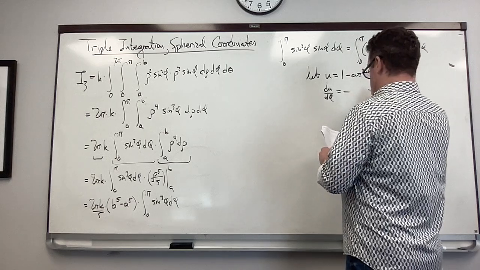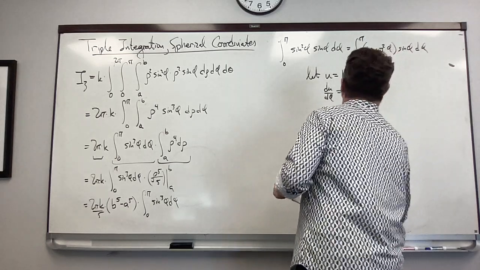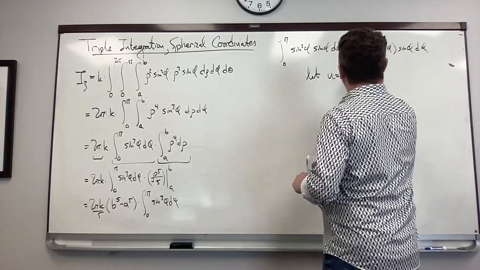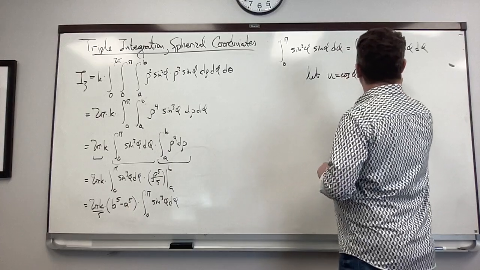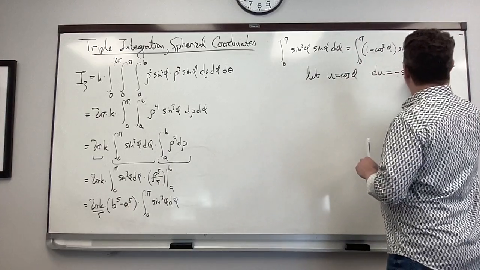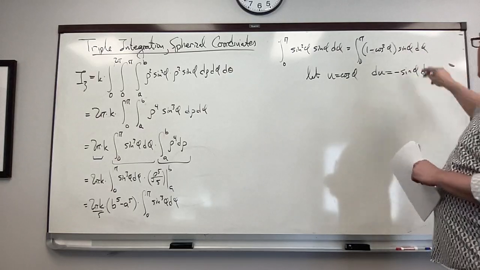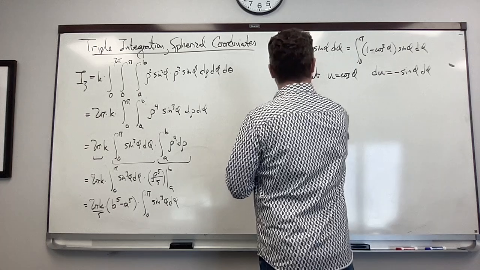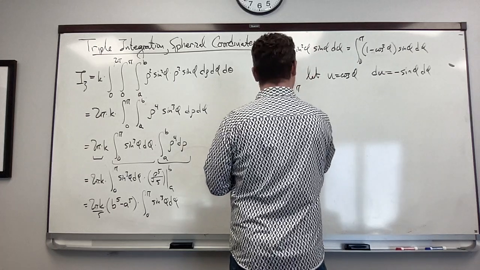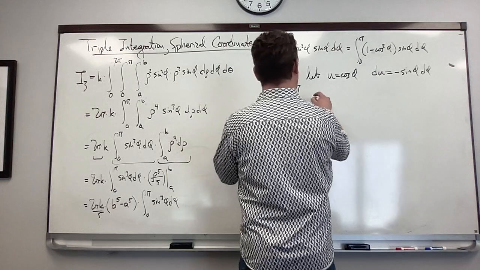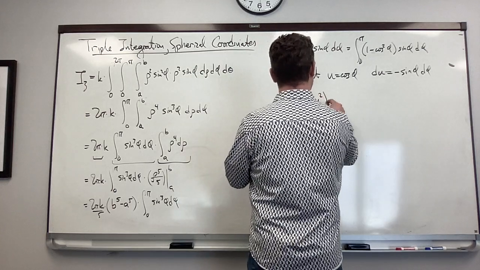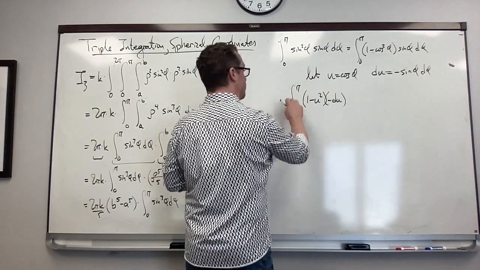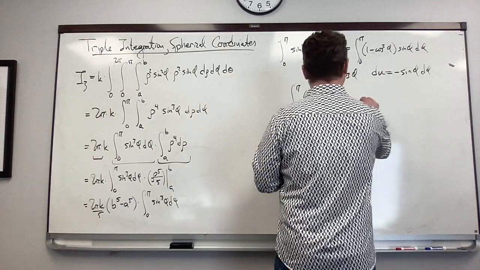Sorry, let u equal cos phi. So du equals minus sine phi d phi. That's where you get the connection there. So the integral becomes 1 minus u squared, minus du, and phi will be from 0 to pi.